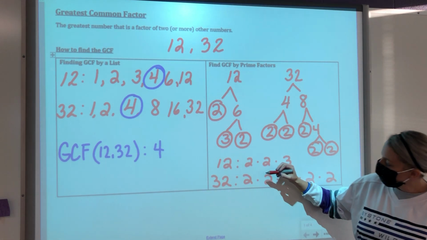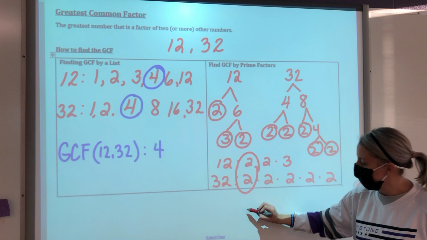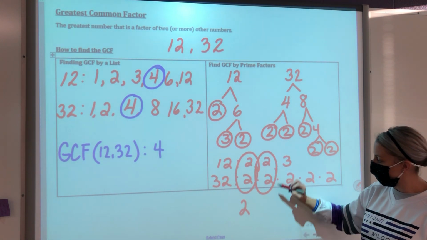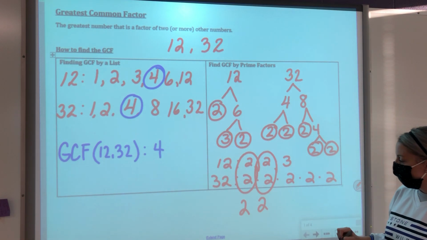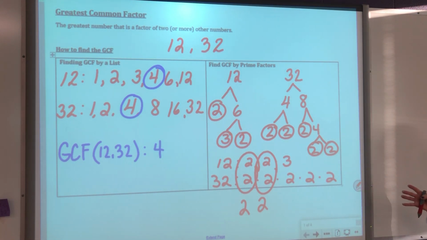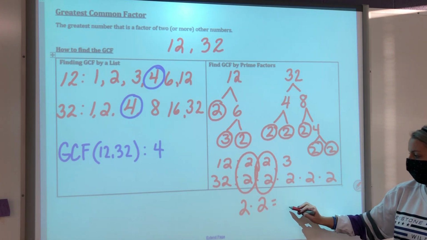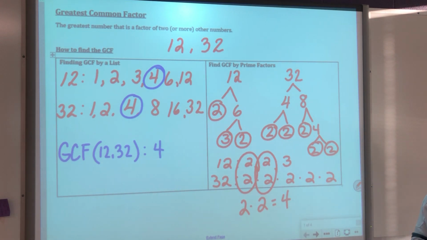So now we circle whatever they have in common. The 2's. Okay? We have a set of 2's in common, so we write it down. Another set of 2's in common, so we write it down. Do we have any other numbers in common? Nope. So 2 times 2 is? 4. So our greatest common factor is? 4. Good. Oh, that's easy.